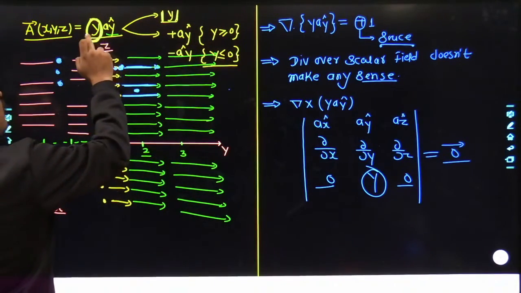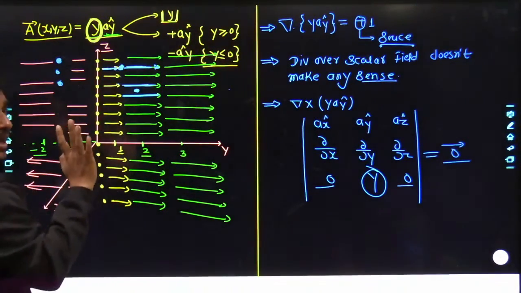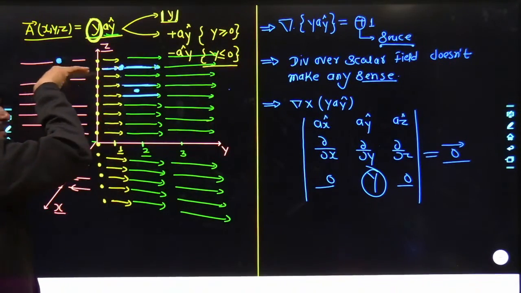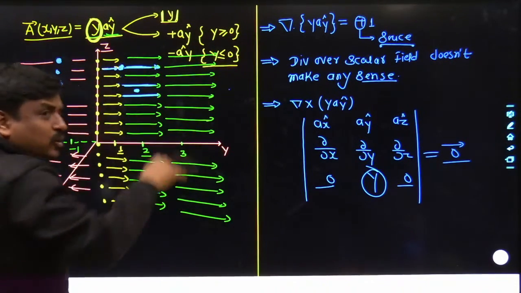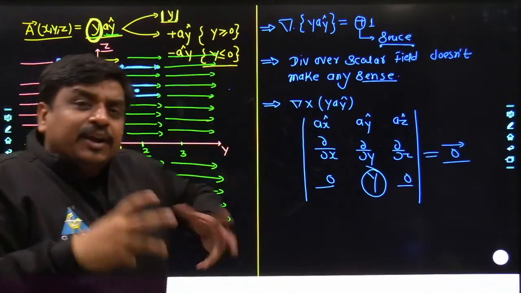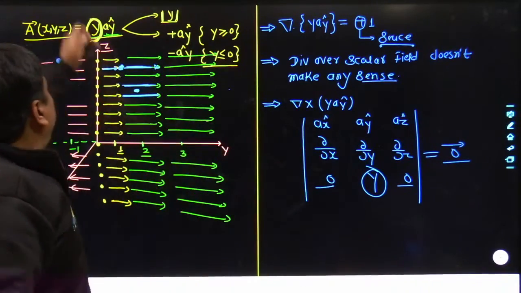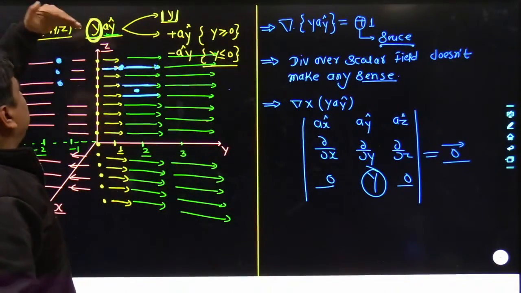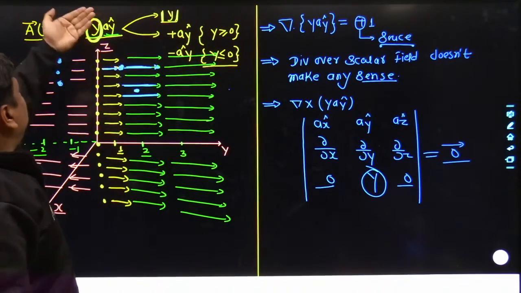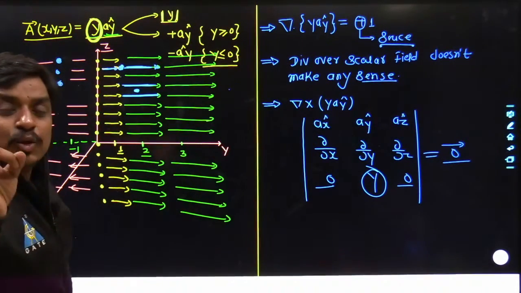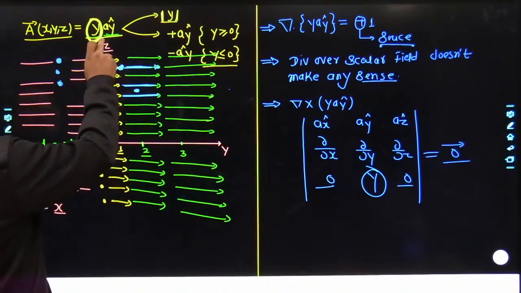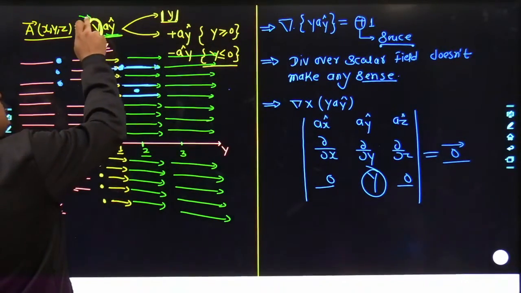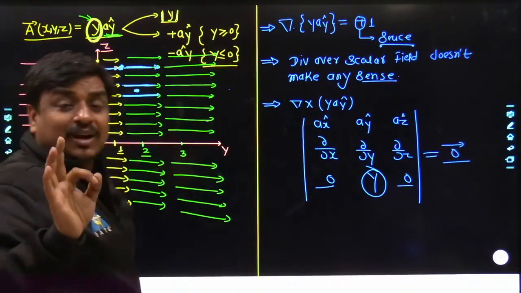Because if y comes along with the a_y cap, what would happen? In the direction the vector field is traveling, in the same direction, either the magnitude is increasing or decreasing depending on the value of y. If the y is in the numerator, the magnitude is increasing, and if it comes towards the denominator side, the magnitude would be decreasing. And as the magnitude is increasing or decreasing in the direction, definitely there would come the concept of divergence.